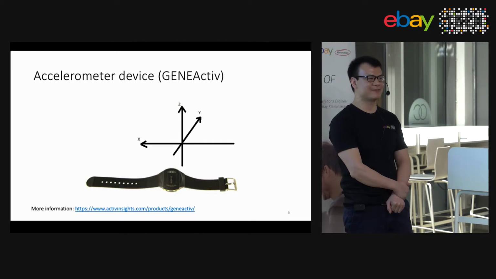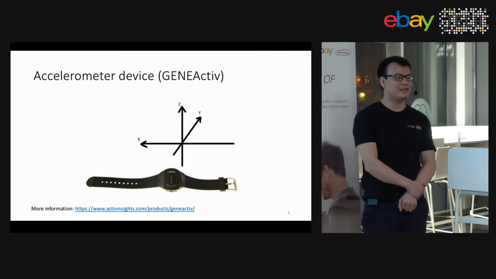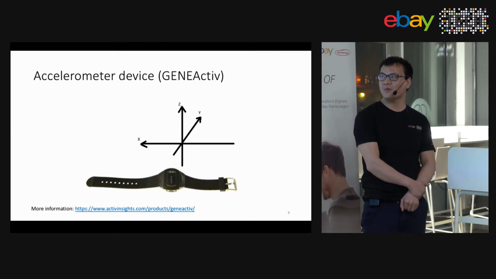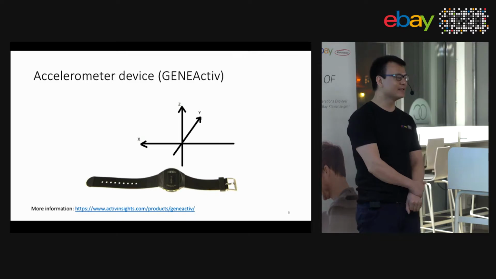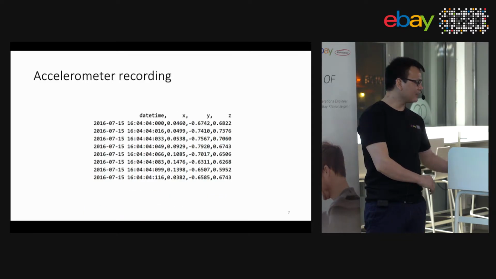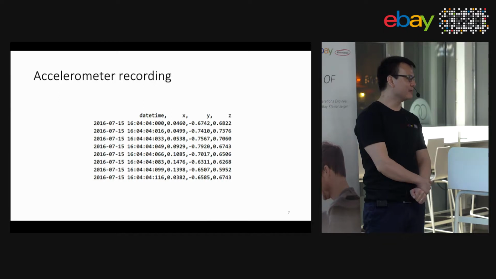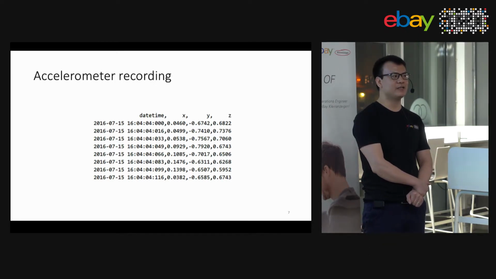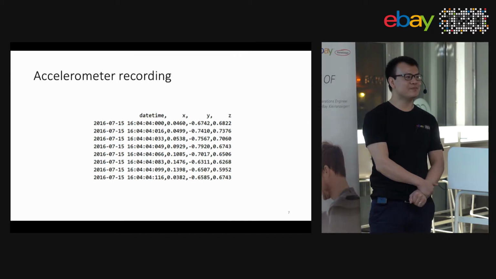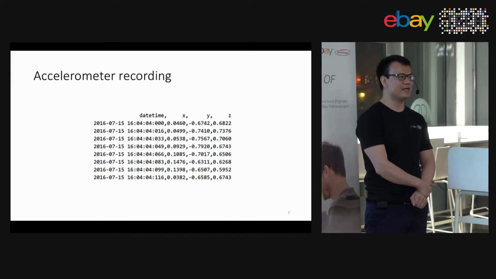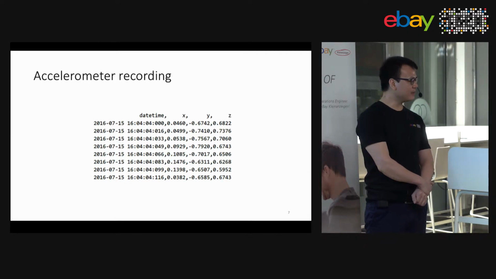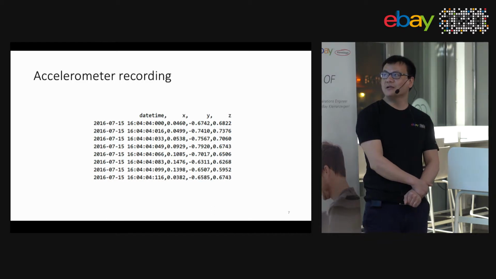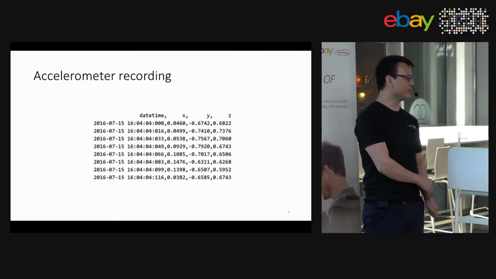This is what the device looks like. It's like a watch. And we're collecting accelerometer data from 3 axes, X, Y, Z, respectively. And this is what one segment of the data looks like. We can see that it contains 4 columns. The first column is the date and time information. And from the second to the last column, they are the data from the X, Y, Z axes, respectively.